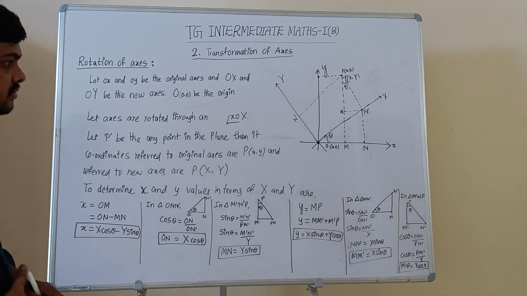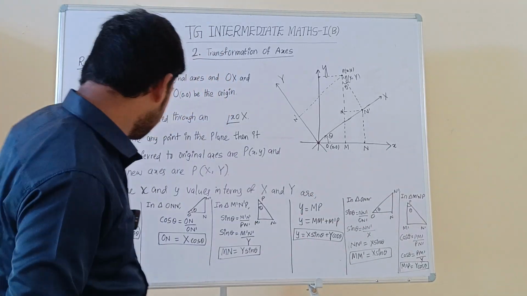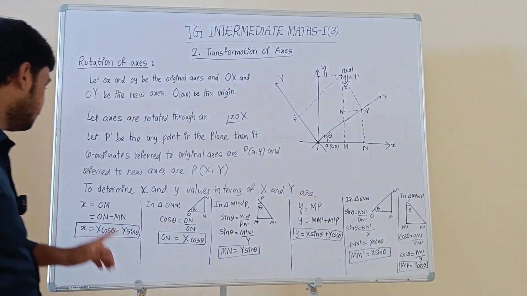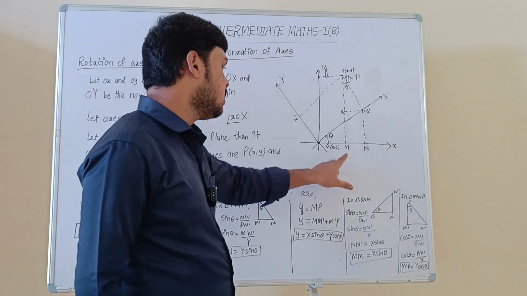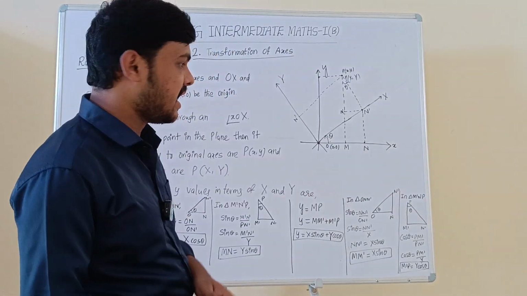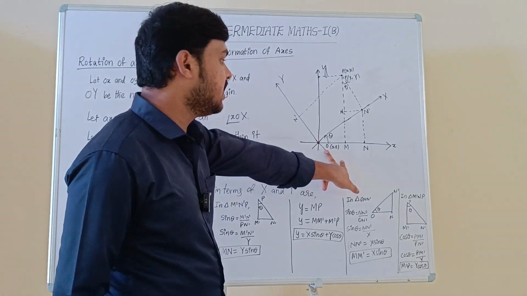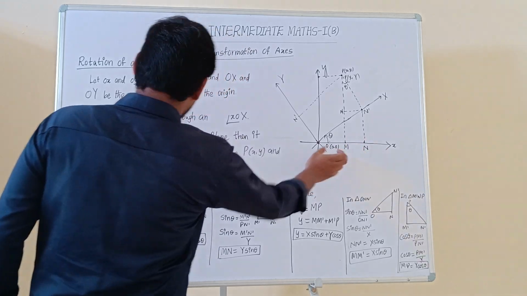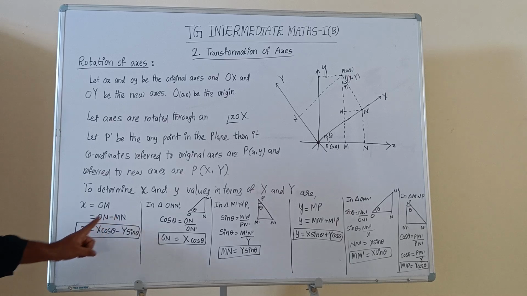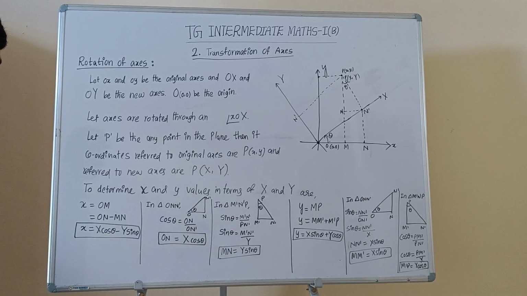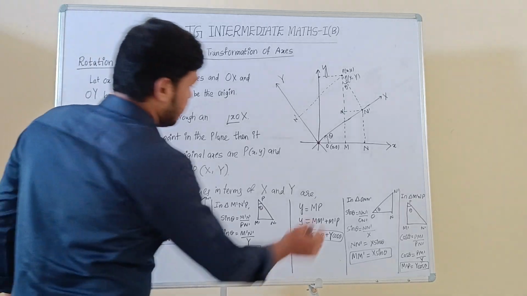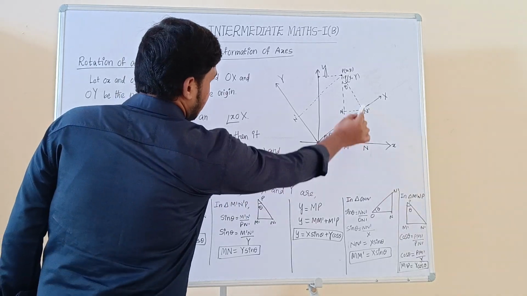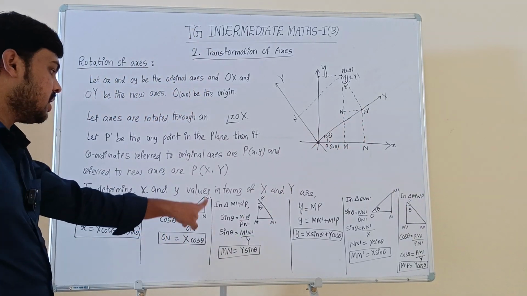Here x is equal to OM, because both are parallel. How do we get OM? From ON, we subtract MN. So I am writing x = ON minus MN. Then we find ON. I consider the triangle O N dash, and for this I apply cos theta.